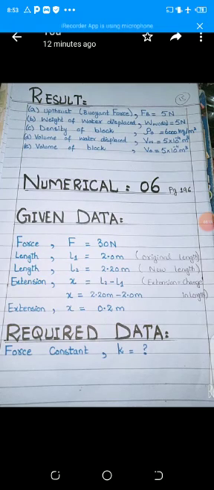So the results come up. Upthrust force, buoyant force F, equals 5 Newton. Weight of water displaced comes to 5 Newton. Density of the block comes to 6000 kilogram per meter cubed. Volume of water displaced equals 5 multiplied by 10 raised to the power minus 4 meter cubed, and the volume of the block comes to be 5 multiplied by 10 raised to the power minus 4 meter cubed.